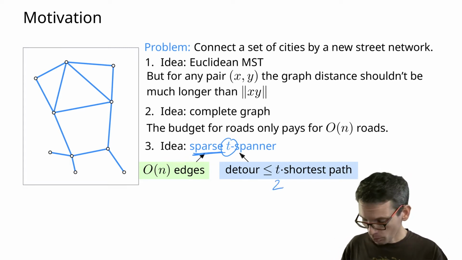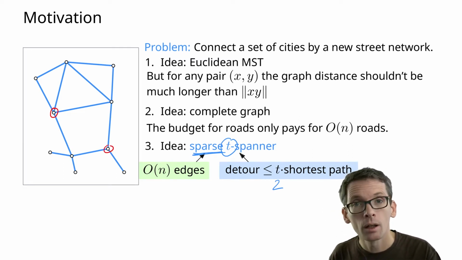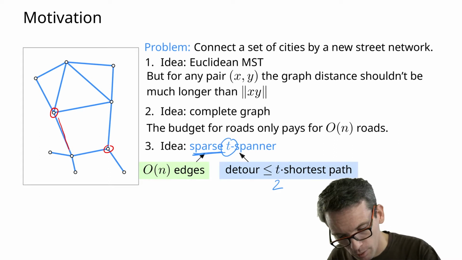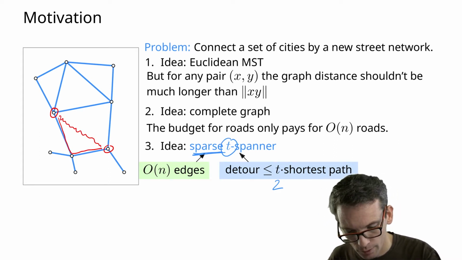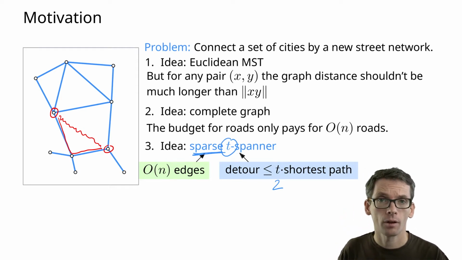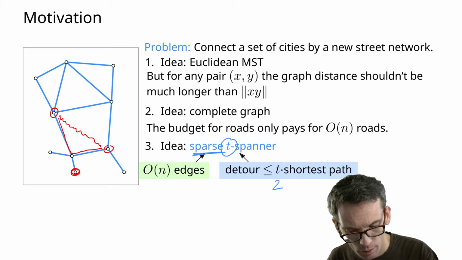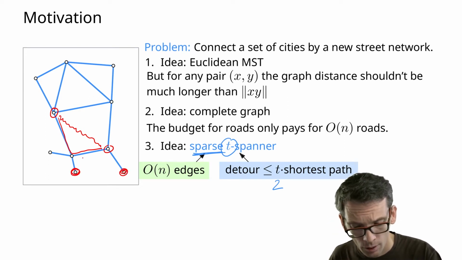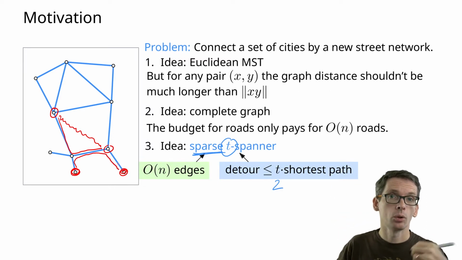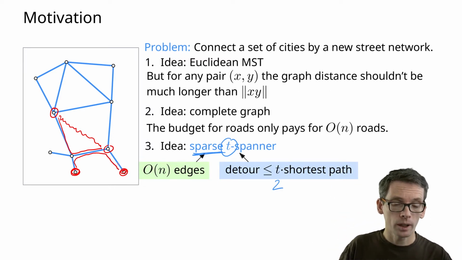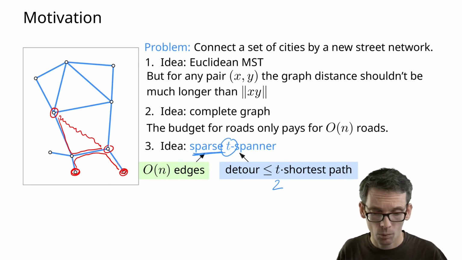Because for any pair of points that I might be looking at here, let's say this one and that one, there is a path, and this is less than twice this length between the two nodes. Even the two points down here, so this is a path, and this is less than 2 times as long. So this would be a T-spanner for T equals 2. Probably also a T-spanner for some T smaller than 2.